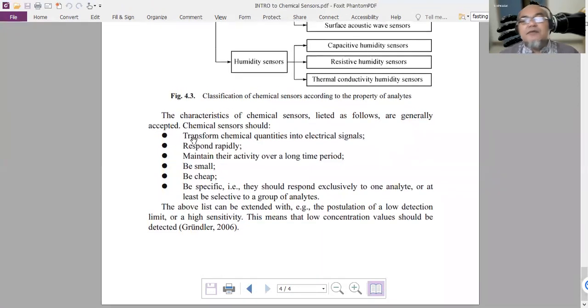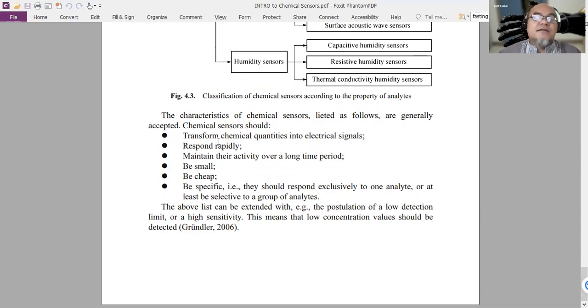So chemical sensors should be able to transform the chemical quantities into an electrical signal. They should be able to respond rapidly. This is actually not that easy to attain in the development of chemical sensors, and it becomes one of the greatest challenges. You could make the chemical sensor respond rapidly when you miniaturize it, and also maintain its activity over a long time period. It should also be small and cheap. Cheap can be obtained when we can mass produce a sensor.